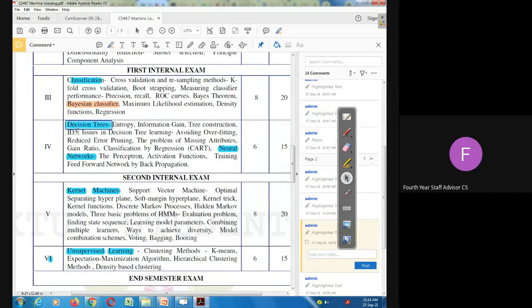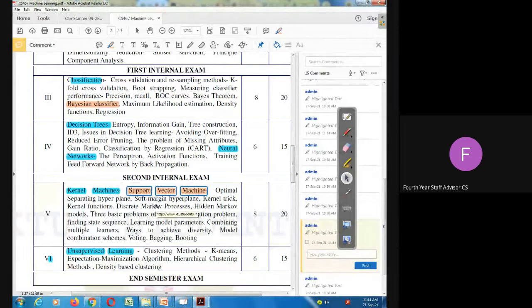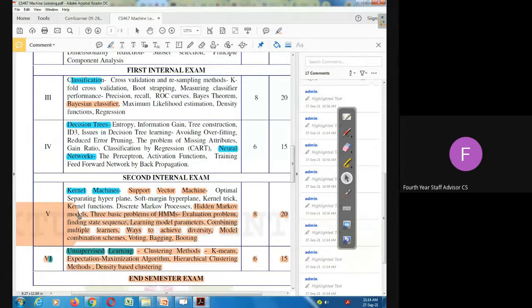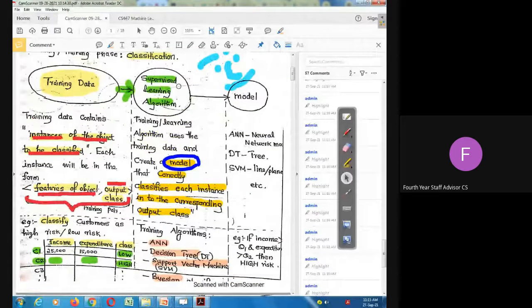Decision tree is a supervised learning algorithm. Then neural network is a supervised learning algorithm. Then support vector machine in module 5 is also a supervised learning algorithm. And in addition, there will be hidden Markov models. This is also a supervised learning algorithm. So just to be familiar with the concept, there will be a supervised learning algorithm.